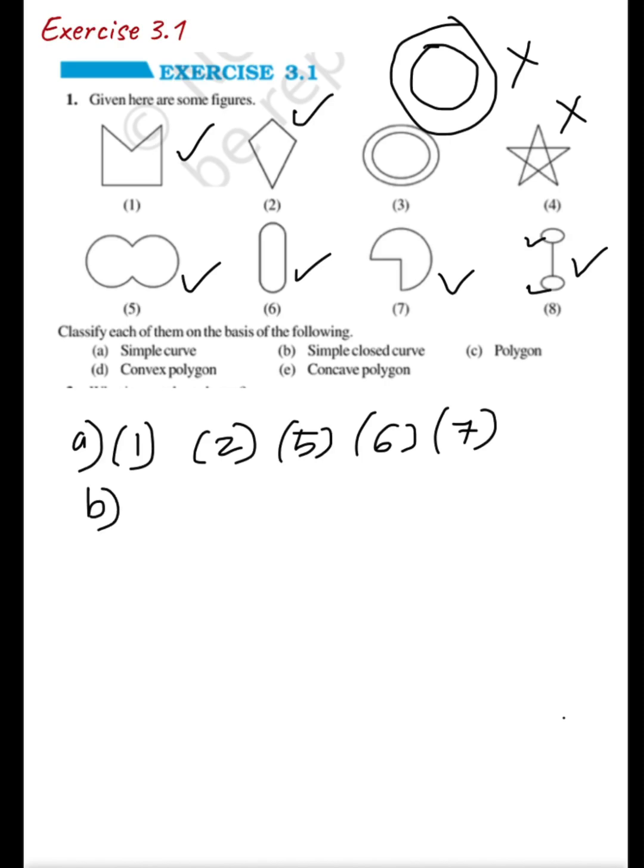Simple curve means what? There will not be overlapping. There will not be more than one curve. Such curves can be considered as a simple curve. So we have answered the first one.